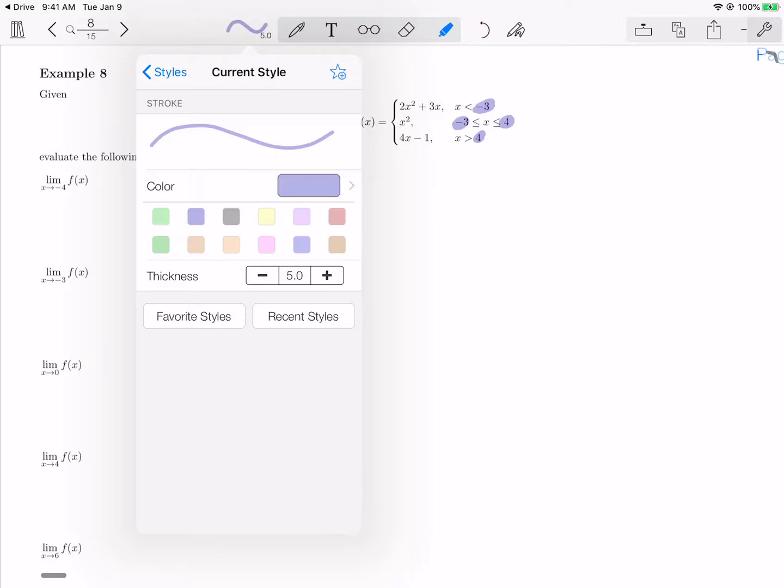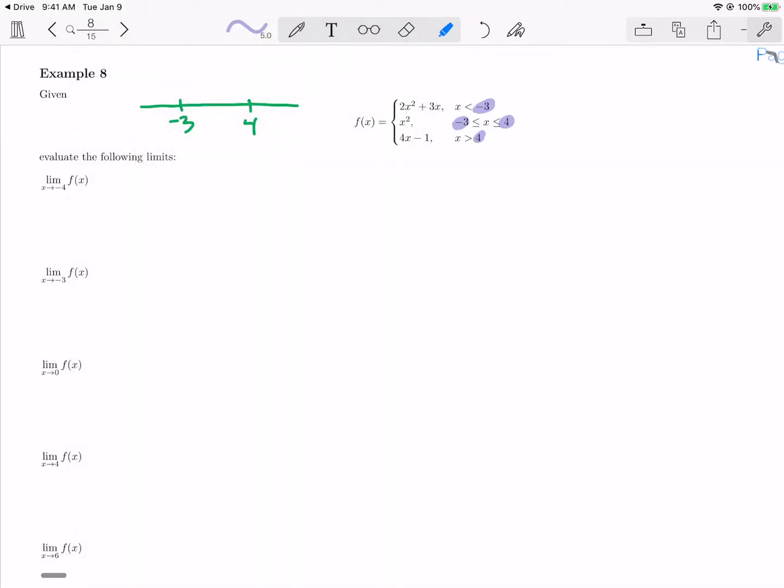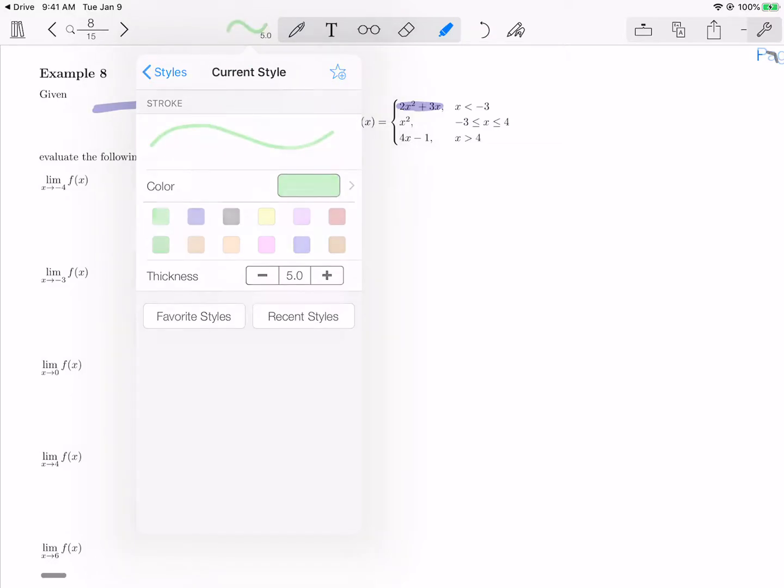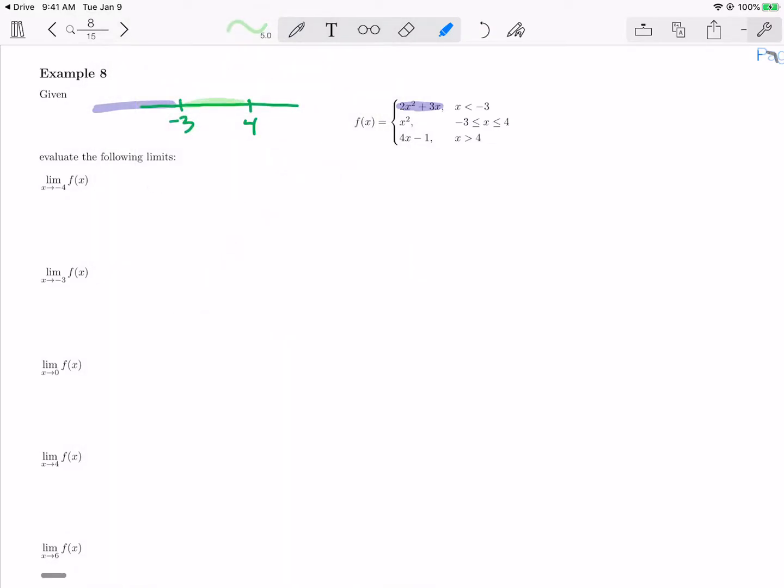And so what I'm going to do is whenever this is less than negative 3, that means I've got to use this portion. And whenever it is in between negative 3 and 4, I have to use the middle piece. And finally, when it's greater than 4, I have to use this piece. So that's going to help me determine how I evaluate this limit.